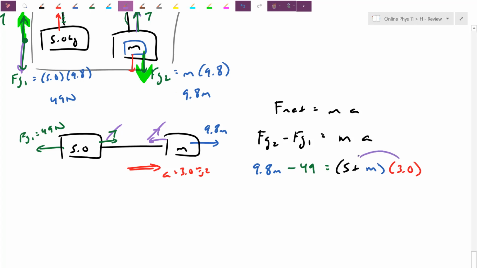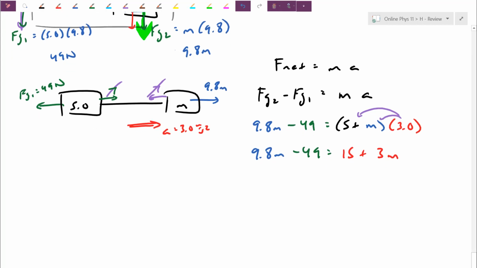I'm going to distribute this 3 in. So we have 9.8m, just a little bit of algebra for us, minus the 49. This is going to equal 3 times 5 is 15, plus 3m. Well, I can collect out my like terms. I can minus the 3m here, 6.8m. I'm going to add the 49 over. 15 plus 49 gives me 64. And therefore, using Newton's second law, I've been able to find the mass here, 64 divided by 6.8 gives me 9.4 kilograms.